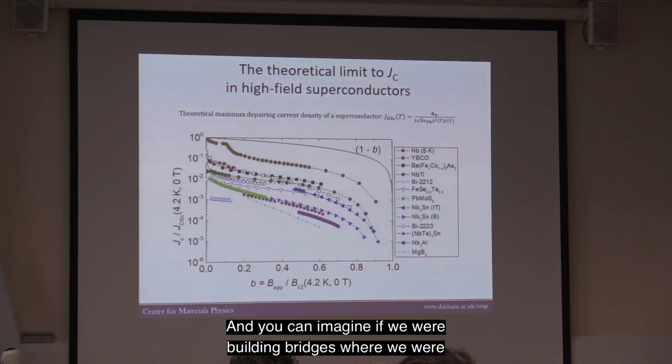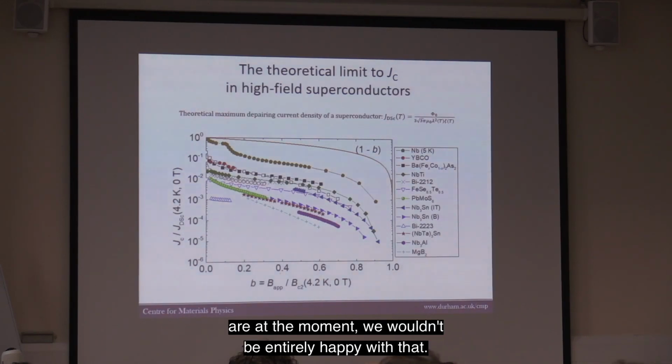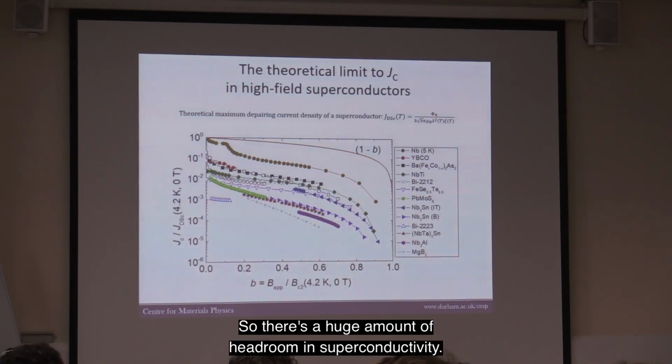We're 2 orders of magnitude lower than we could in principle be at. And you can imagine, if we were building bridges where we were operating at a stress that was 2 orders of magnitude lower than we are at the moment, we wouldn't be entirely happy with that. So there's a huge amount of headroom in superconductivity.